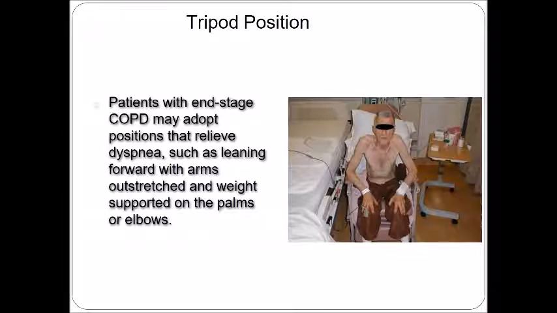Now see what is tripod position. You can see a patient sitting, leaning forward, using both the upper limbs to rest his body. So this is a tripod position. Especially the patient with end stage COPD may adopt this position to relieve difficulty in breathing. So weight is supported by both the palms or elbows.